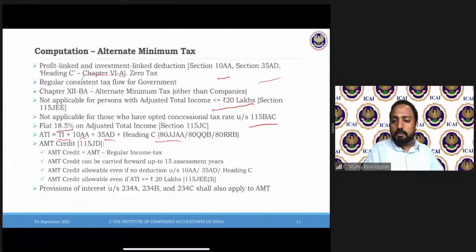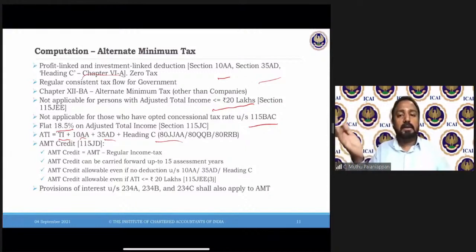I'll answer some questions. Some of you have asked whether senior and super senior citizen is available for basic exemption limit. It is a concessional rate, so there is no senior citizen, very senior citizen. It is a flat rate applicable. So you don't have this concept of senior and very senior citizen.